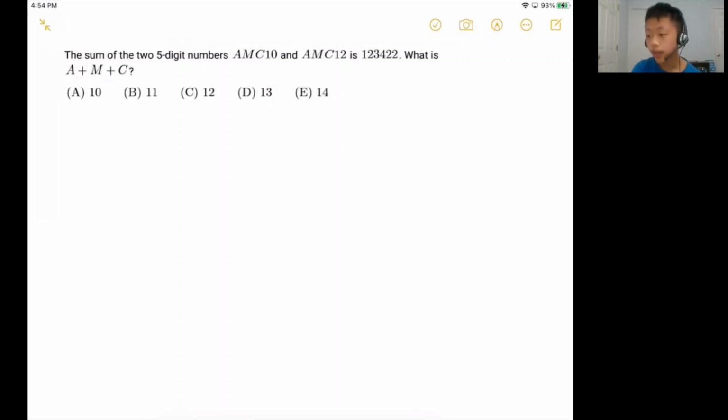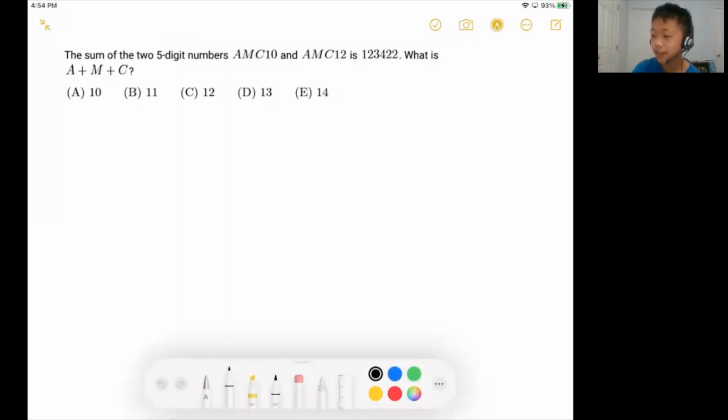So in this question, we have two 5-digit numbers, AMC 10 and AMC 12, and their sum is 123,422.